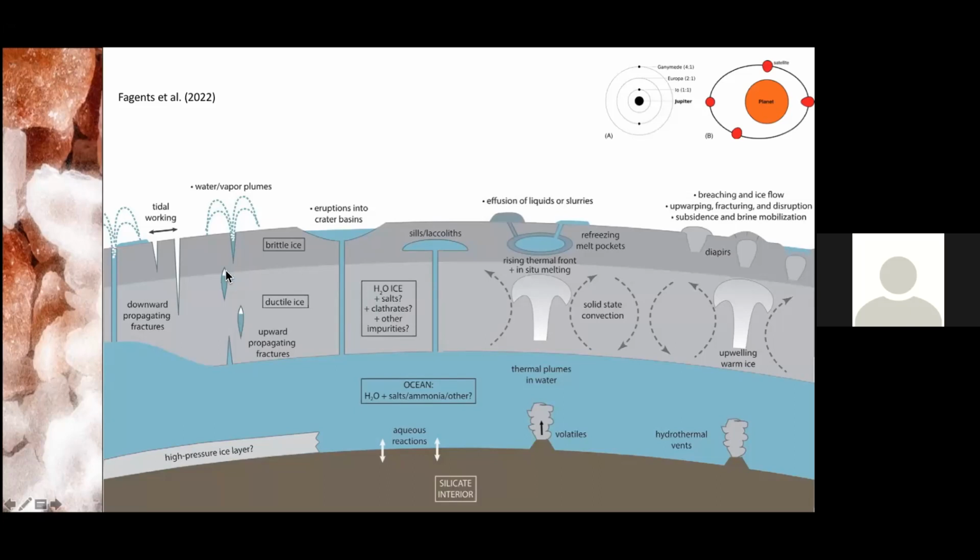This is a picture from Fagens et al., very recent, in 2022, where you can see a summary of the mechanism of cryomagma ascent and eruption that have been proposed for icy satellites, mostly in Europa. But be aware that there are two critical requirements to have cryomagmatism in an icy moon. One is energy to have liquids.